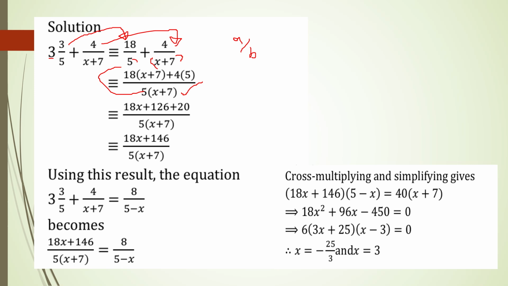After ending up with that result, you multiply it by the numerator, which is 18. So you end up with 18 into x plus 7, then plus 4 into 5. So opening up these brackets, you get 18x plus 126, then plus 20 divided by 5 into x plus 7. Then simplifying your numerator, 126 plus 20, you're going to get 146, then divided by your LCM. So this is the single fraction that you are looking for.